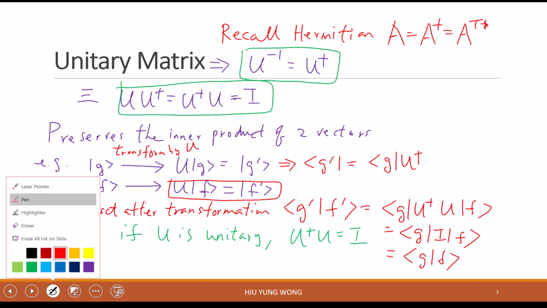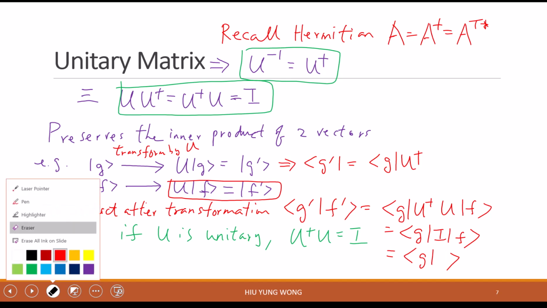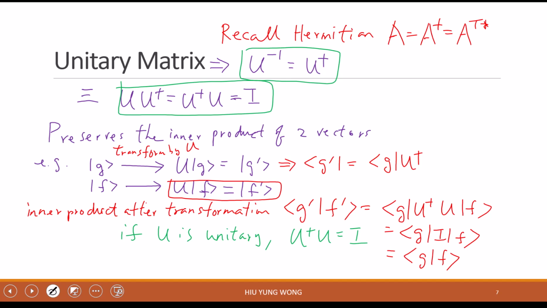Yeah? So this is equal to what? G inner product F. The original inner product, the inner product of the original vector before transformation. Right? So we show that the G dash F dash inner product equals the G and F inner product. So it preserves the inner product. That's the beauty of a unitary matrix. And all quantum gates need to be unitary.